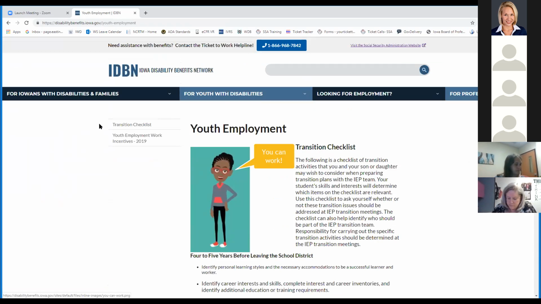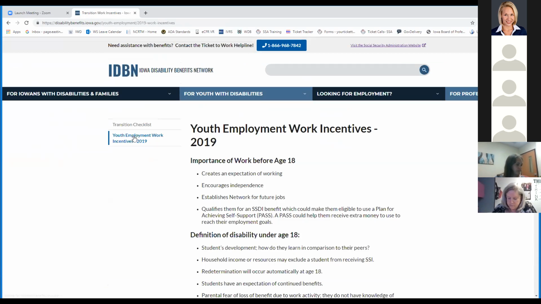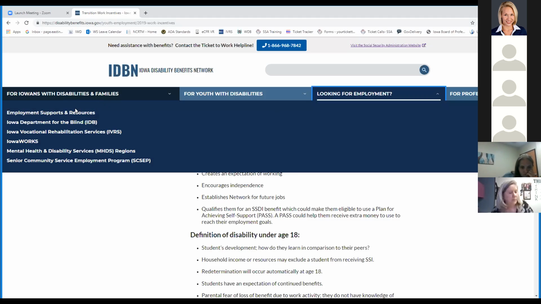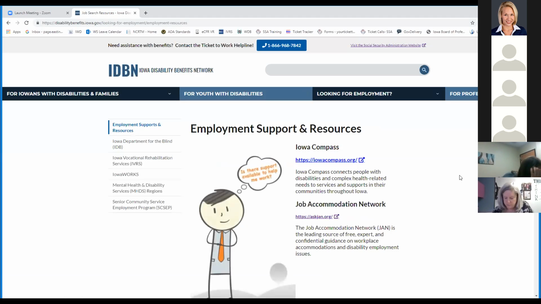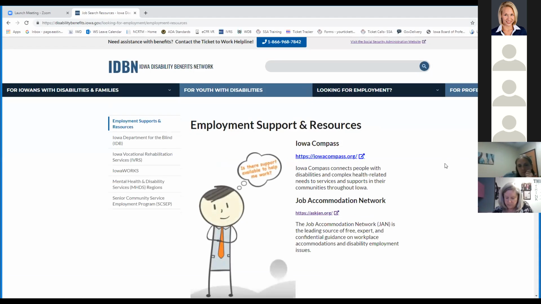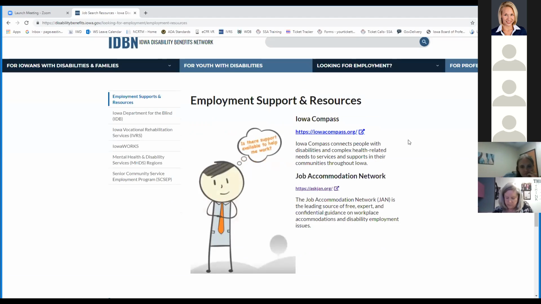And then there's also a work incentive specific for youth, kind of similar to the last page, but worded and formatted slightly different. For individuals that are looking for work and they stumble upon this website and they're not really sure where to start, we've got information about Iowa Compass, which, as you probably know, working in the field, is a great resource.